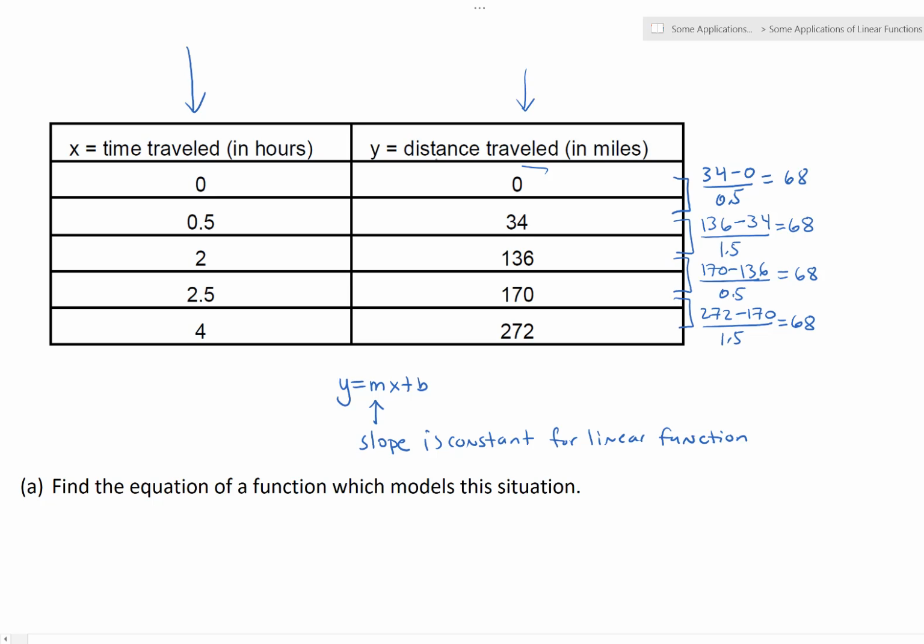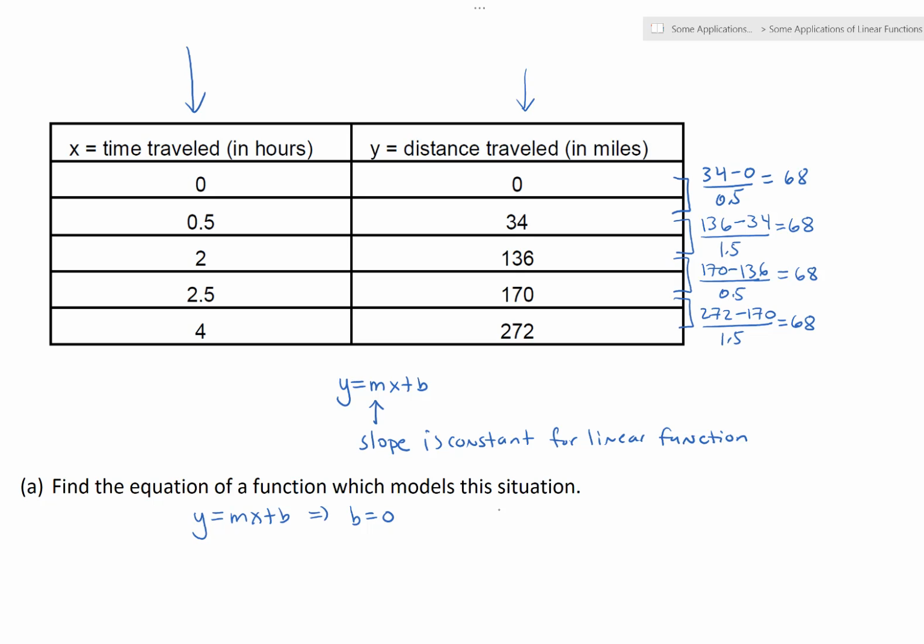Now, notice this ordered pair that is circled in the table, (0, 0). That tells us that our b value in our formula, y = mx + b, is 0. Because (0, 0) is on the table, and hence when x is 0, y is 0. So b's got to be 0.